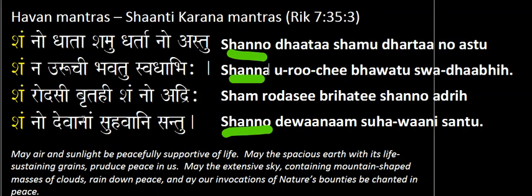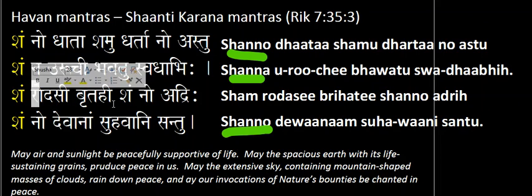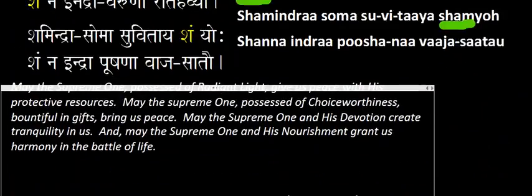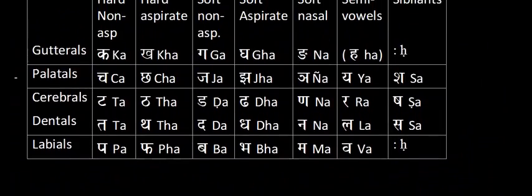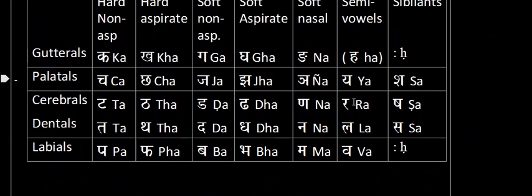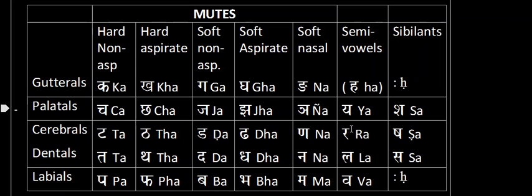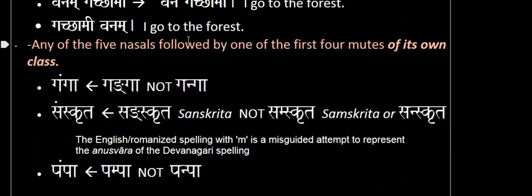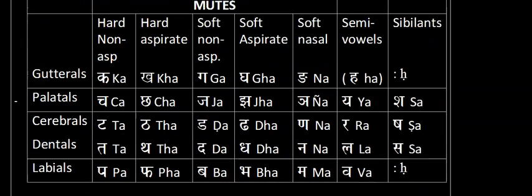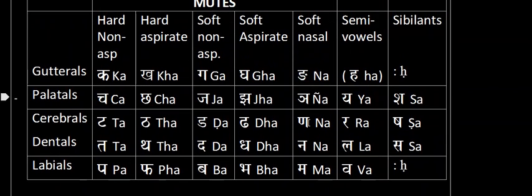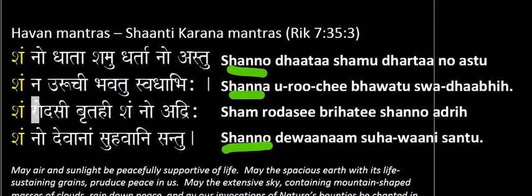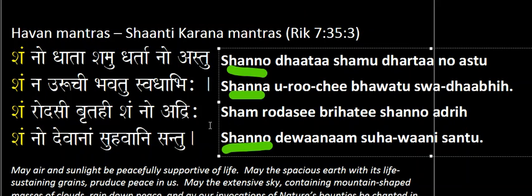Okay. But shum rodasi, let's take a look at where ra is placed. So ra on the table, ra is a semi-vowel. So it is not considered to be one of the four mutes. So it doesn't follow this rule, any of the five nasals followed by one of the first four mutes of its own class, because it's not considered one of the first four mutes. So instead of taking the cerebral na, which is the same class that the ra came from, it's going to become a ma instead. And that is why this is considered to be shamrodasi instead of shanrodasi.